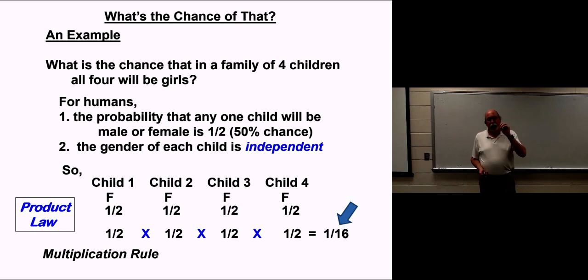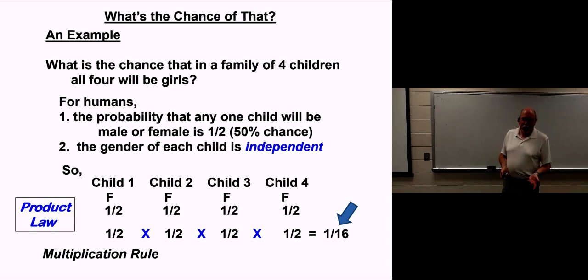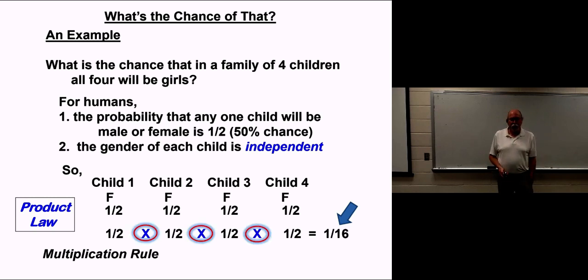Okay, we've got this nice outcome. In this case, 1 in 16 families ought to be all girls. You've got a 1 in 16 chance, essentially. If you produce 4 children, you've got a 1 in 16 chance that they're all going to be female or they're all going to be male. That's what the product rule says. You just multiply them out. 1 in 16 is what you get.